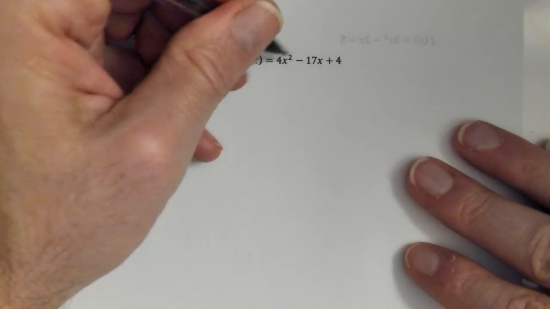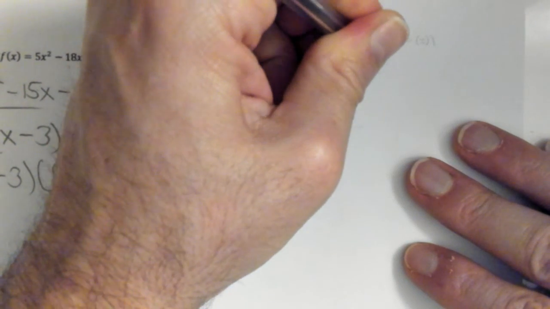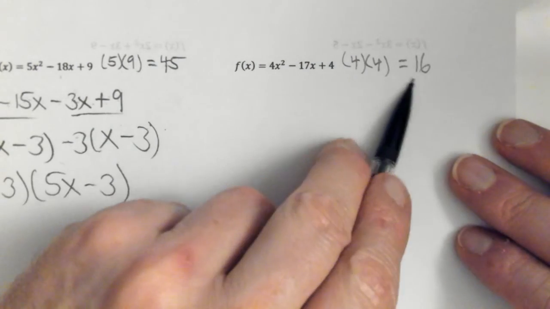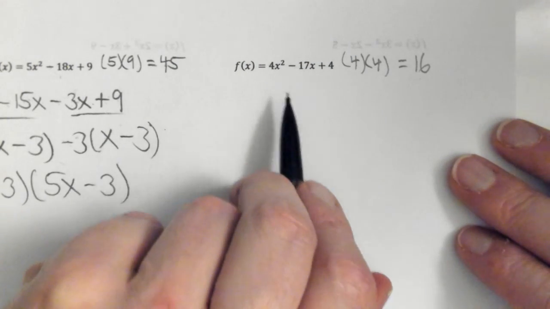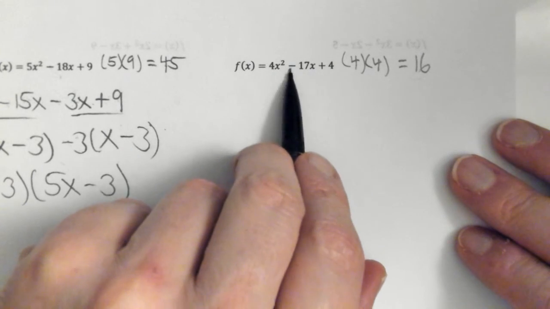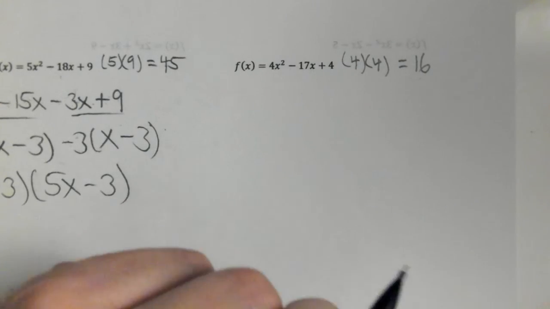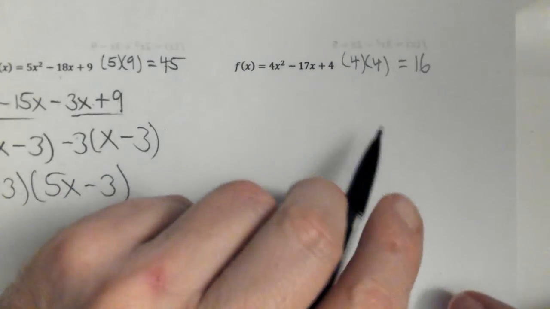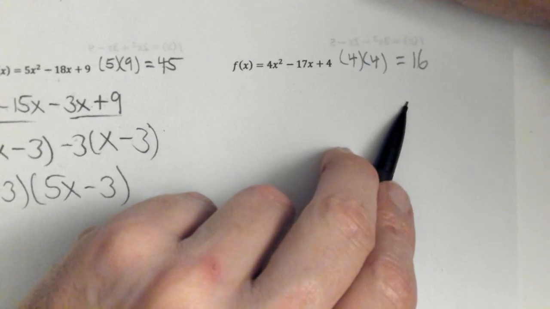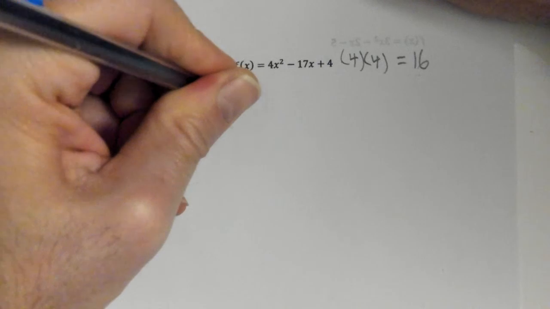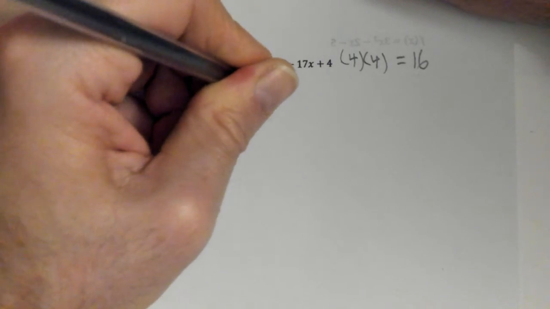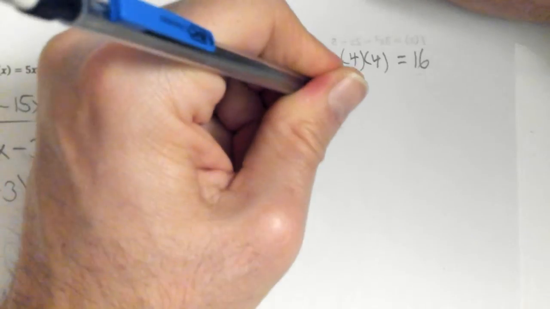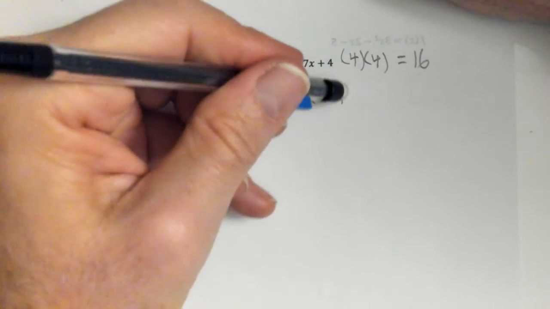Let's try the last one now. A times C is 4 times 4, which we know is going to be 16. So I need two numbers to multiply together to get 16, but at the same time, they will combine to get negative 17 in the middle. Well, negative 4 minus 4 is negative 8, so that's not enough. But it is going to be negative 16 and negative 1, so I'll go ahead and write that in. So it'll be 4x squared minus 16x minus x, which is just a 1x, and then plus 4. All right? So that's what we've got here.